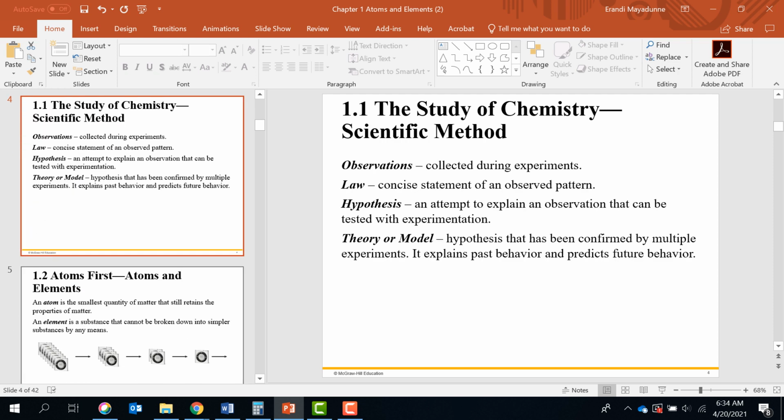So always, as a chemist, as a scientist, we need to look at an issue with the scientific method. The scientific method is not biased, it's based on observations, laws, hypothesis, and then we confirm it using theory or model. Observation is collecting all, like, what you see around us.